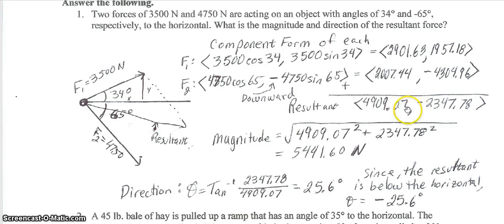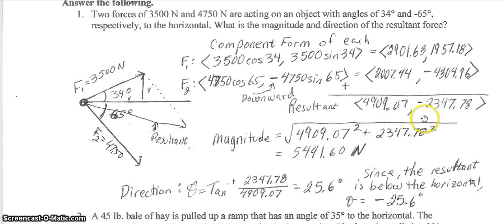Again, what really is the resultant? A new vector that goes 4909.07, negative 2347.78. So there is this new vector with those two components. Again, the negative just means it's downward. So when this object gets pulled, it's going to be following this path. That's really what's happening physically.